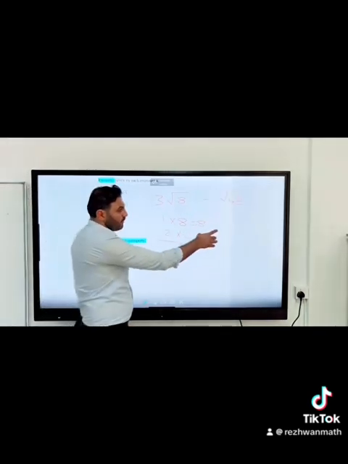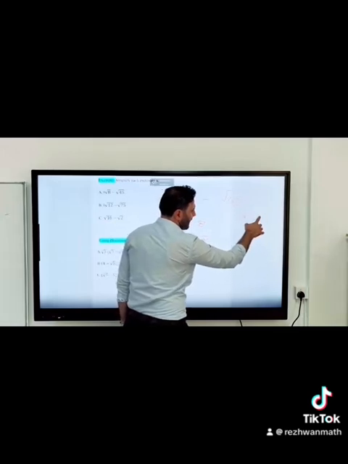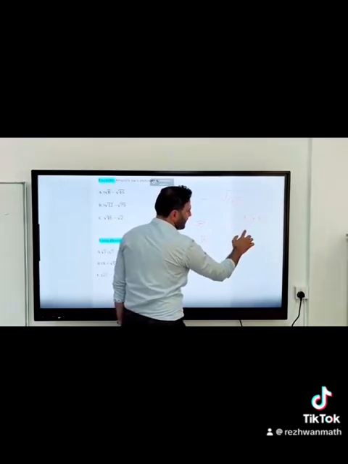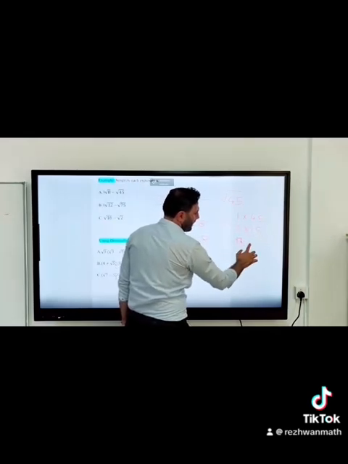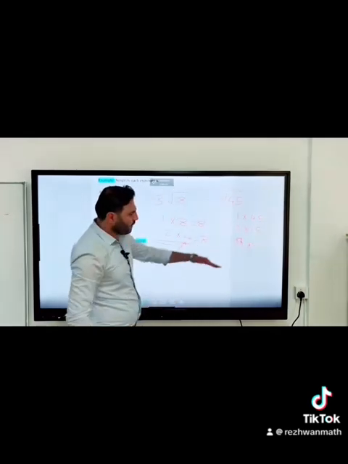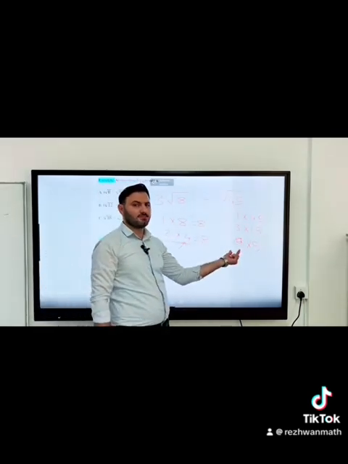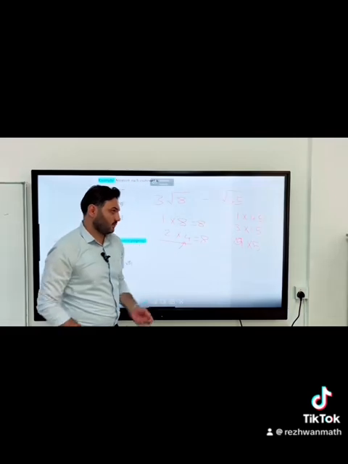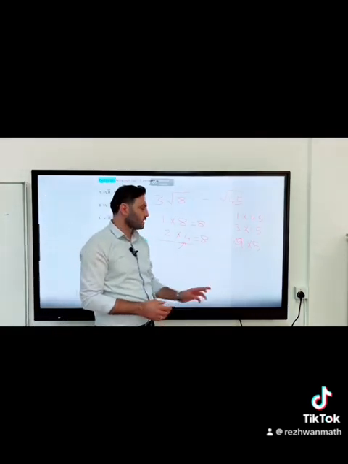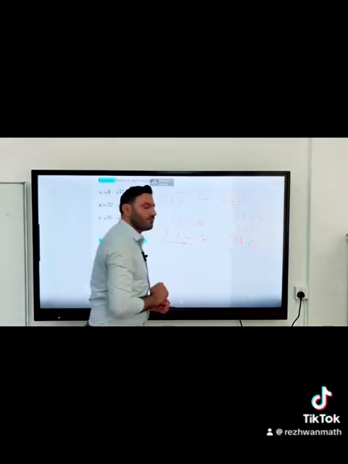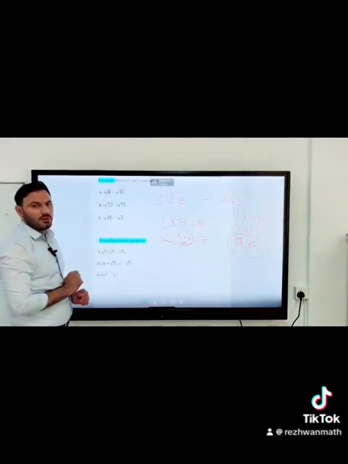And for 45, we have 1 times 45, 3 times 15, and 9 times 5. If you look at these factors of 45, we can see 9 is a perfect square. Because we have 9 times 5, we get 45, and 9 is a perfect square. So you have to choose 9 times 5, and for 8, 2 times 4.